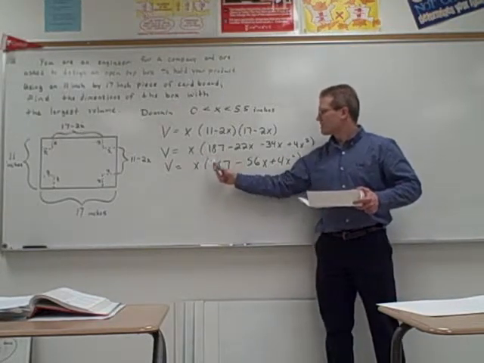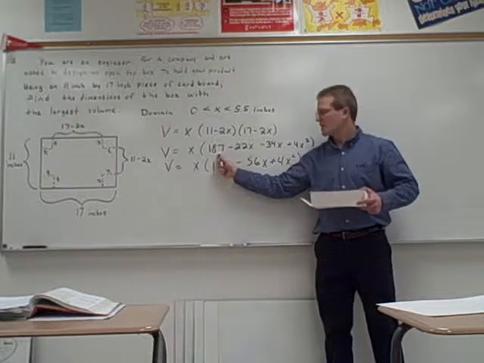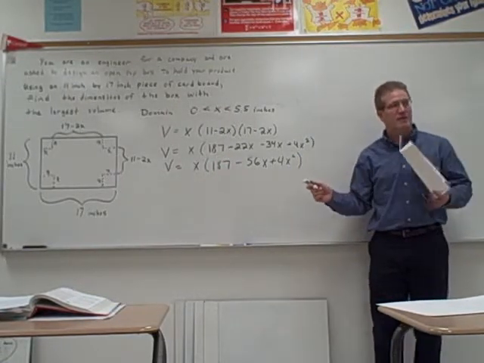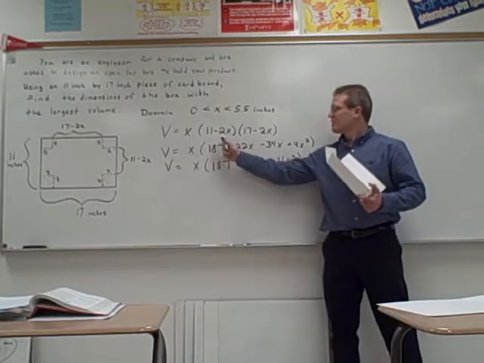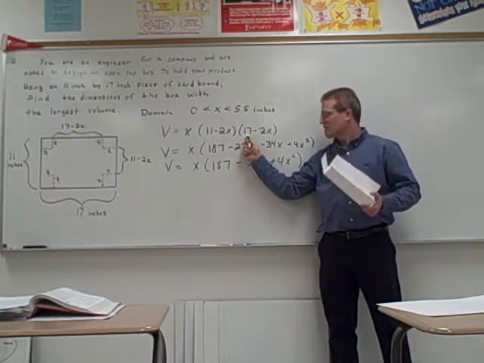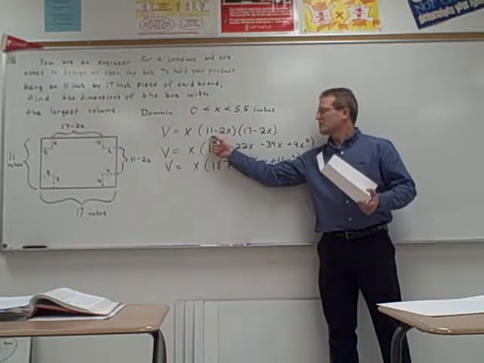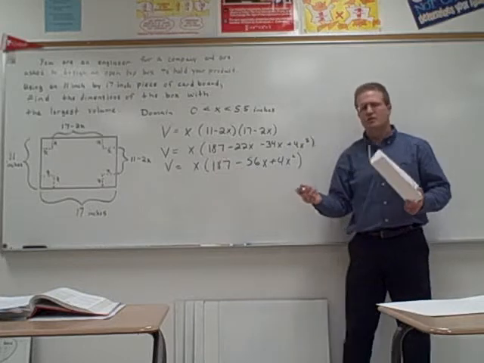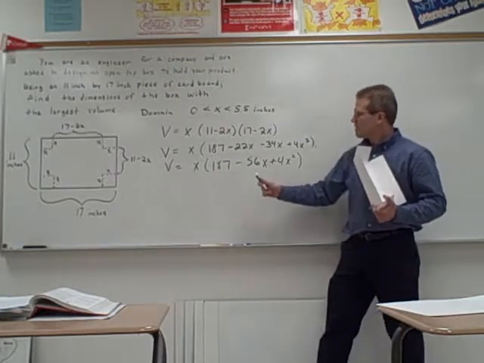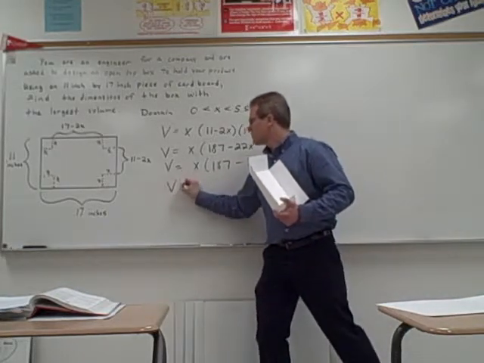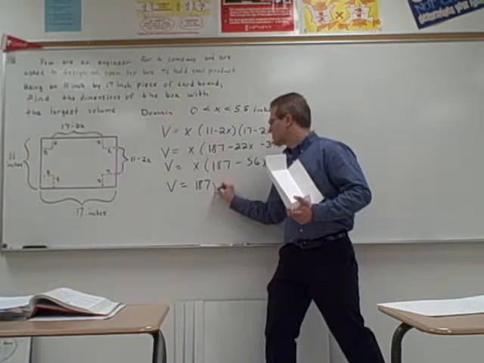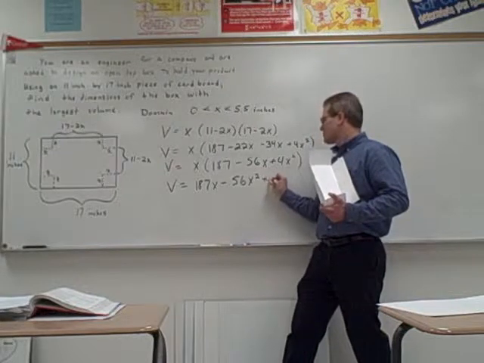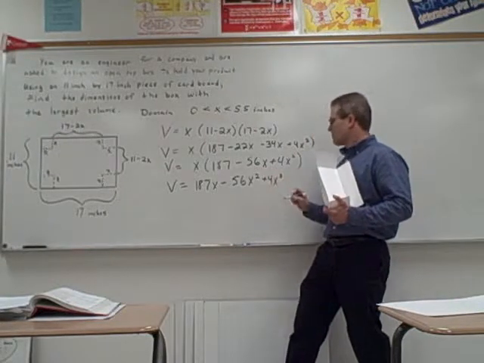Someone check to see if that's right. Is 11 times 17 187? Okay. Just a quick note on mental math. The way I did it, maybe some of you do the same thing, is 10 times 17 is 170. So 11 times 17 would just be one more 17. So 170 plus 17 is 187. So that's a way you can try to do things in your head. Now I'm going to multiply through by x. So volume equals 187x minus 56x squared plus 4x cubed.